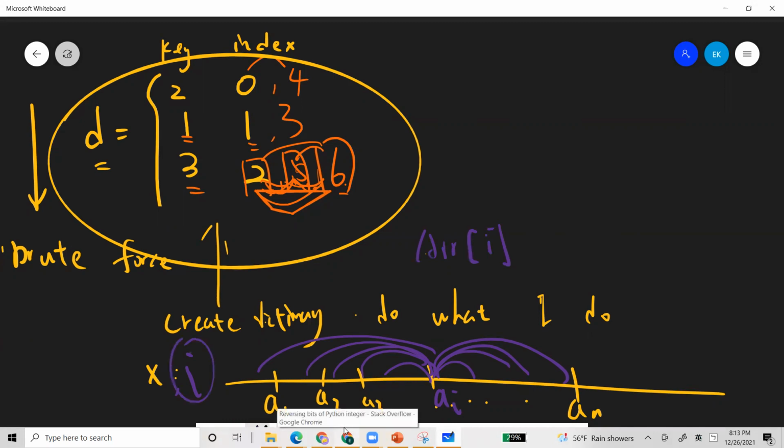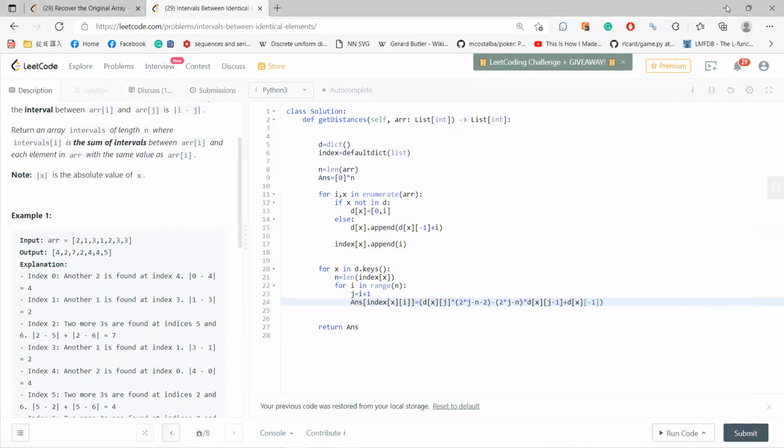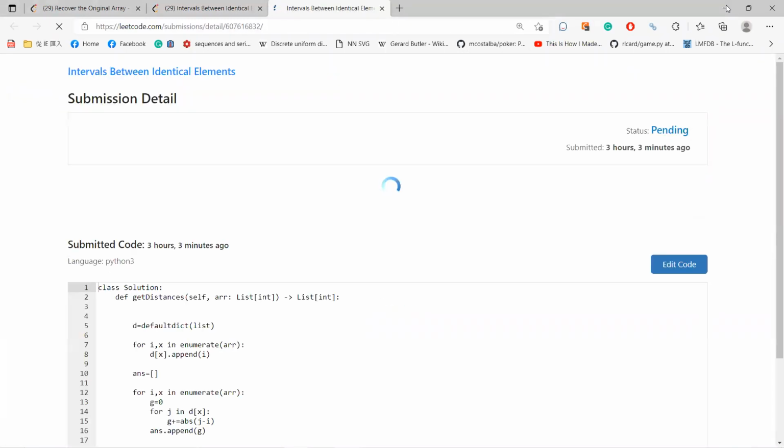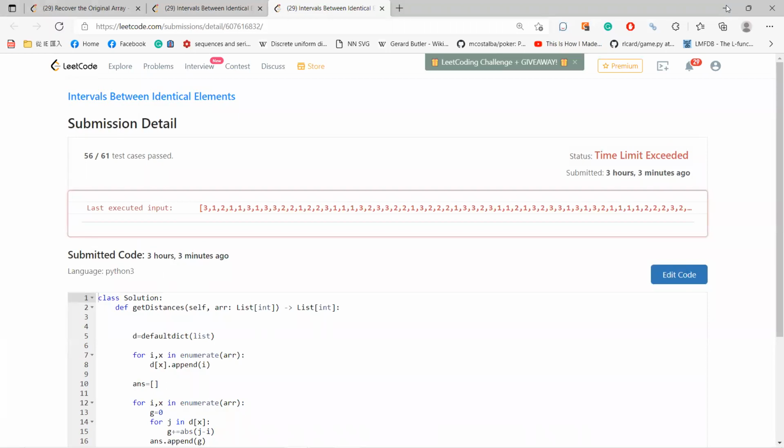So for given indices, you know d of x, you know what the number x is, and d of x is a list of all the indices where x happens, and then you can compute this. Okay, so this is the brute force solution. But if you use the brute force solution, you will get TLE.